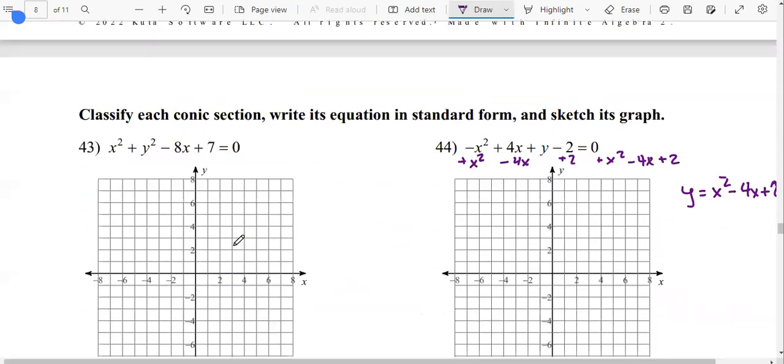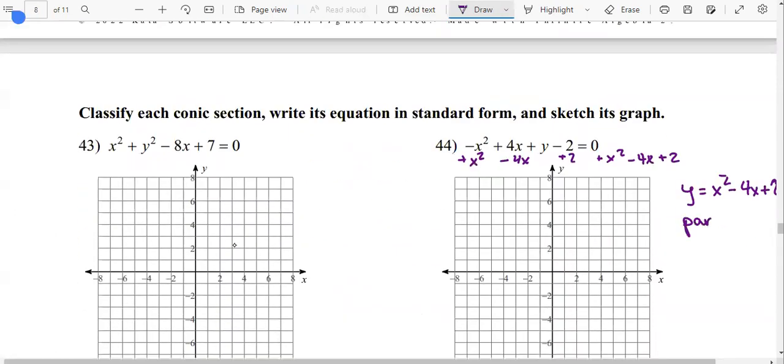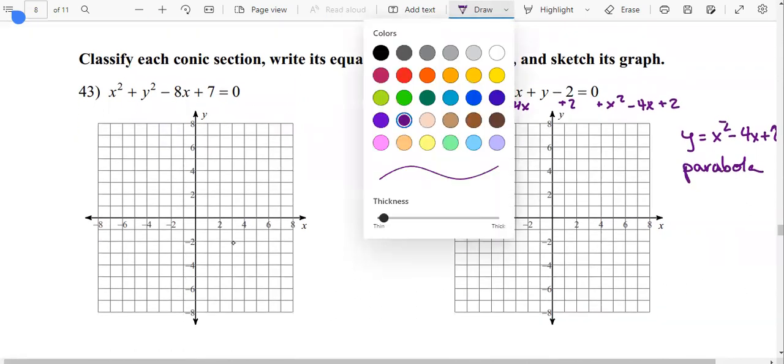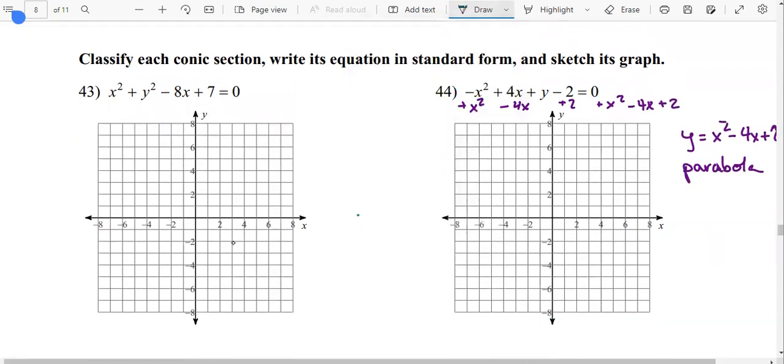Oh dear. This is a parabola. Because only the x was squared, I know this is a parabola. If the x was not squared and the y was, it would be a sideways opening parabola. But as it is, we can take this x squared minus 4x plus 2, set it equal to 0, and complete this square.